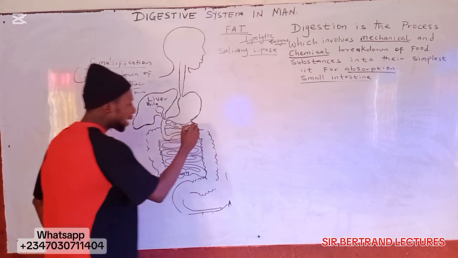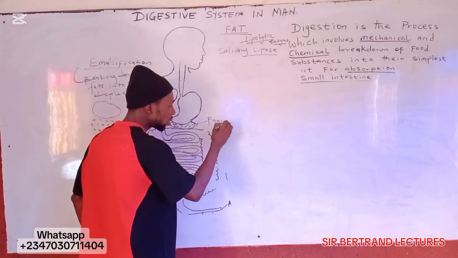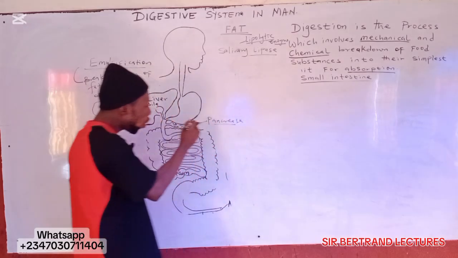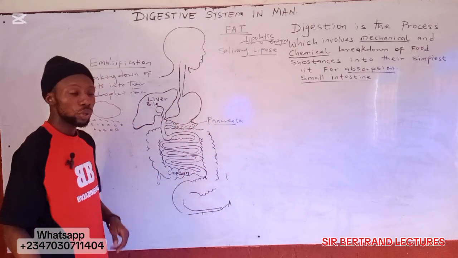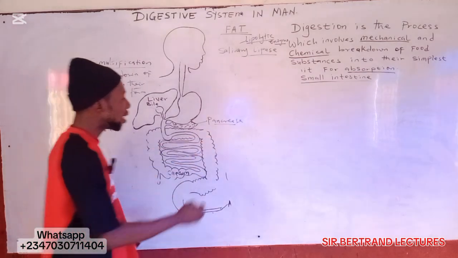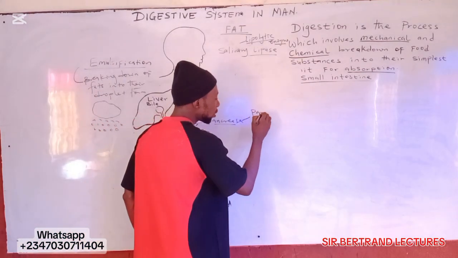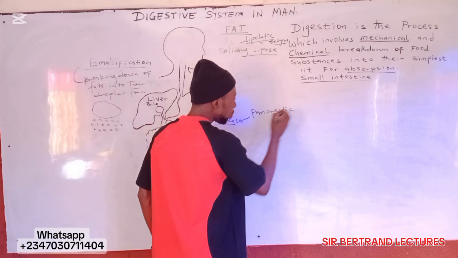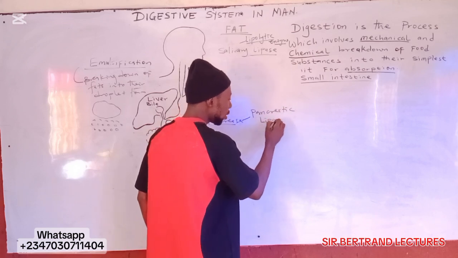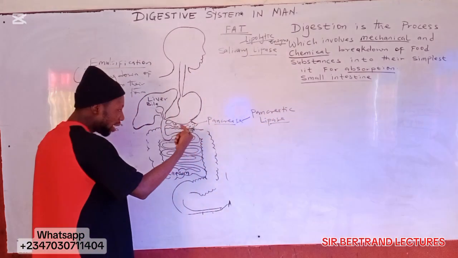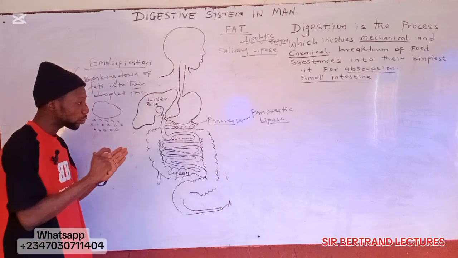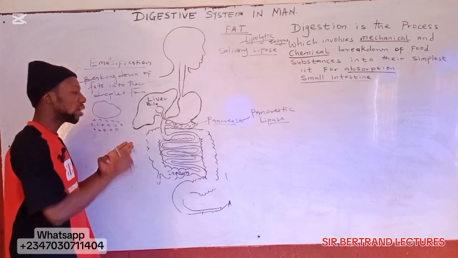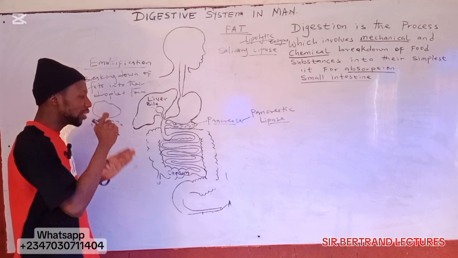And the pancreas is the organ that plays the key role in fat digestion. The pancreas here produces pancreatic lipase, which is emptied into the duodenum. I said most of the fat digestion takes place in the duodenum.